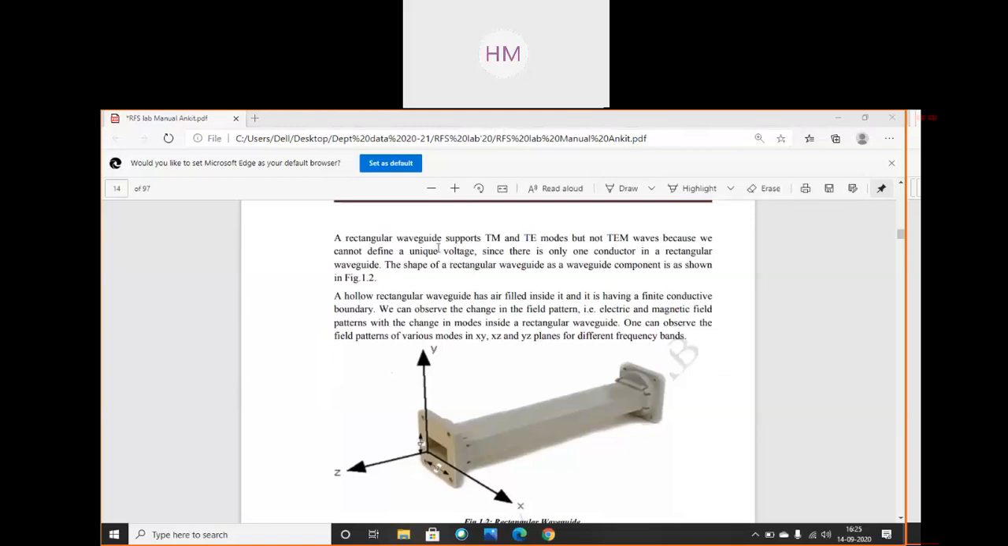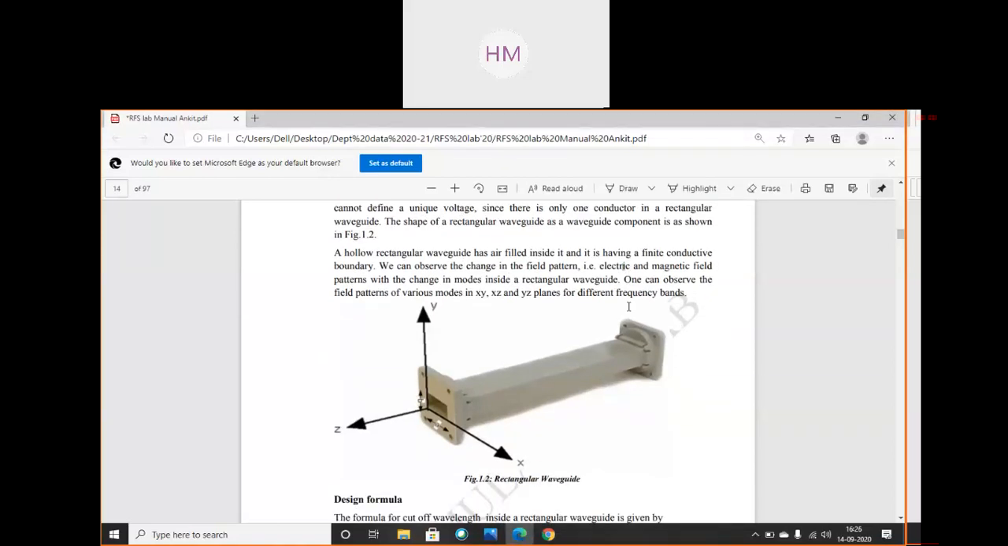A rectangular waveguide supports TM and TE modes but not TEM waves, because we cannot define a unique voltage since there is only one conductor in a rectangular waveguide. The shape of the rectangular waveguide as a waveguide component is shown here. I think in the ME lab you have seen these hardware components. Now you have to perform on software, you have to design your own rectangular waveguide.